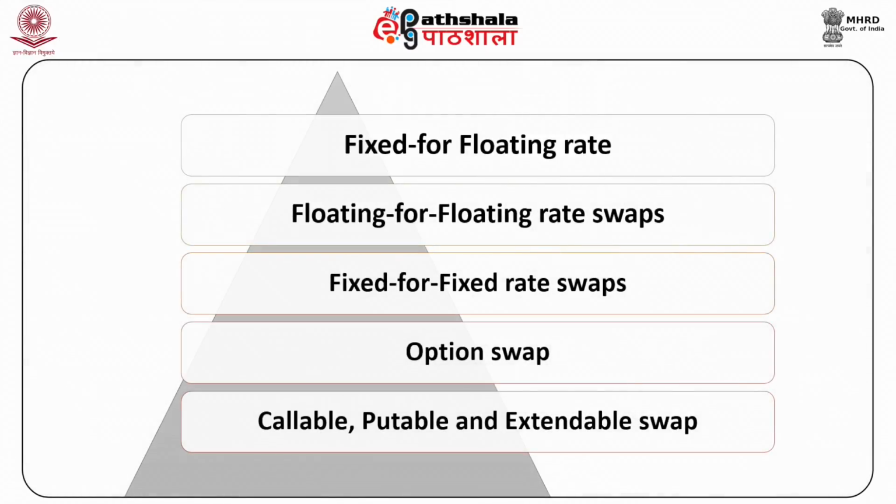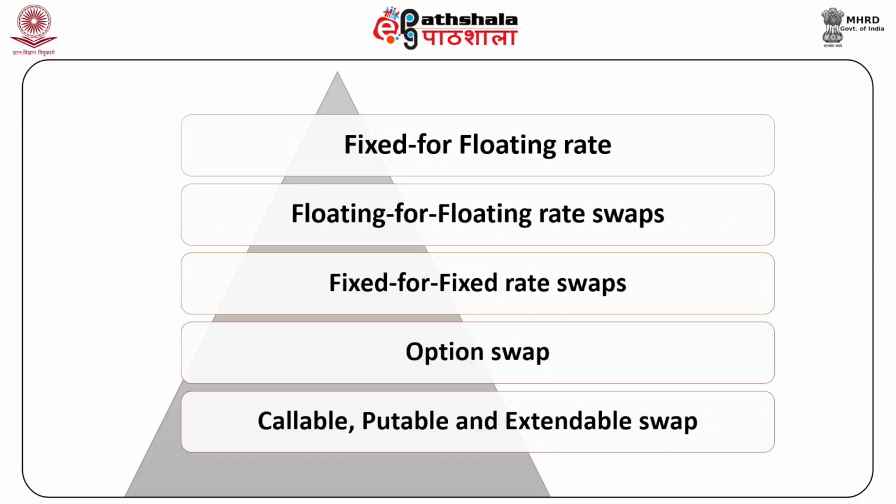Variants of interest rate swaps. The first one is fixed for floating rate swaps. It is also known as plain vanilla swap. It involves fixed for floating or floating to fixed exchange of interest rates on the same currency. In case of fixed rate, there is no interest payment but repayment is made at maturity.